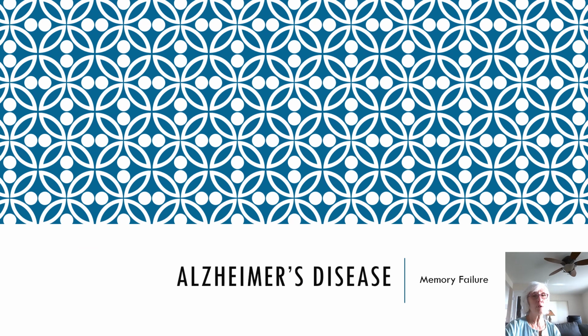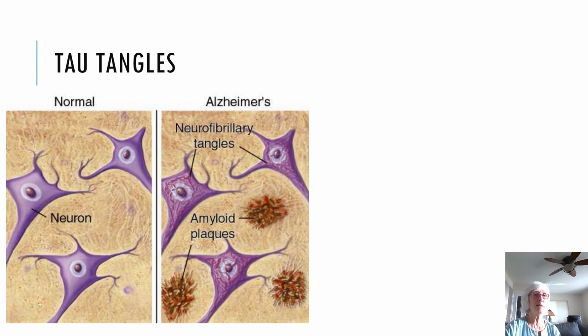Finally, just a couple more slides here. I would be remiss if we were talking about memory and I did not bring up the loss of memory in Alzheimer's disease specifically. So Alzheimer's disease is associated with a couple of, I'll say, anatomical or microscopic changes in neurons.